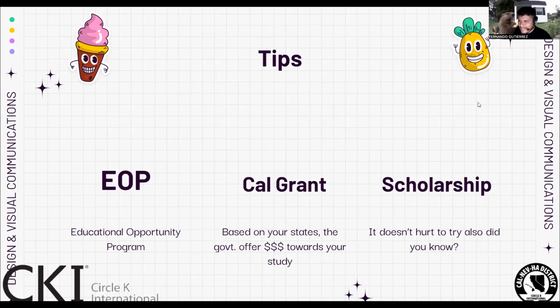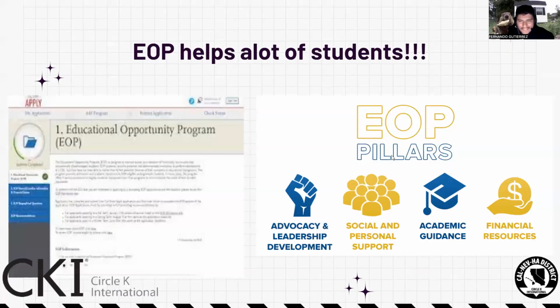Scholarship. Apply for a lot of scholarships. It will help. Circle K does have scholarships as well, so it will help a lot. Many will say, oh, it's going to ask you to write a lot of essays. But even a scholarship will just ask you for the minimum. Like, oh, are you in this major? Okay, there you go. It doesn't hurt to check out scholarships. Scholarships are easy to apply for. So yeah, EOP does help a lot.